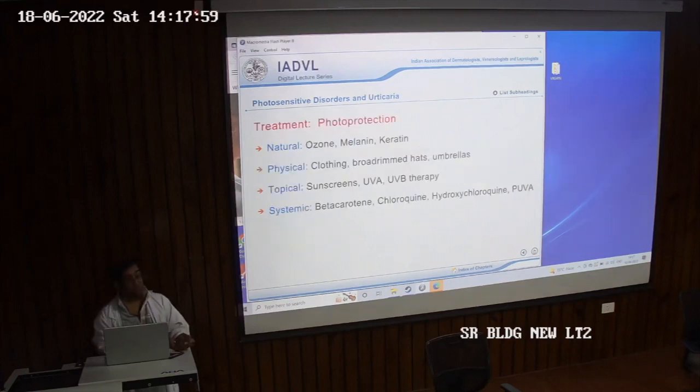Treatment: first, most important is photoprotection. Natural includes ozone protection, melanin, and keratin. Physical includes clothing, broad-brimmed hats, and umbrellas. Topical includes sunscreens and UVA and UVB therapy. Systemic include beta-carotene, chloroquine, hydroxychloroquine, and PUVA.